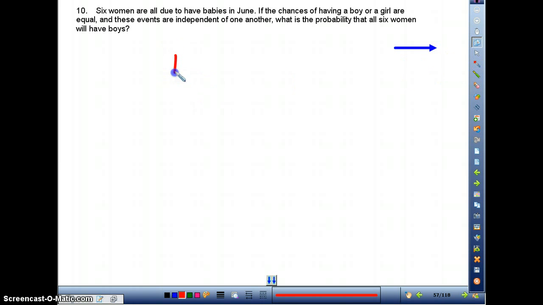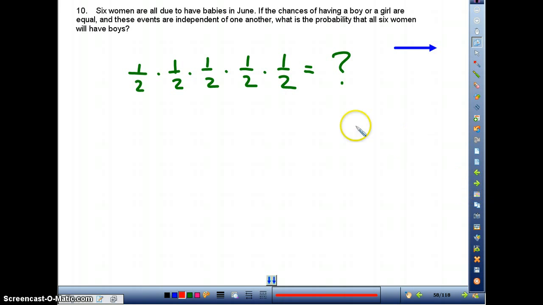Probability of the first woman having a boy is 1/2. What's the probability of the second woman? Yeah, once again 1/2. What about the third one? No, not 1/3. 1/2. Probability of all of the rest? Yeah, they're all the same. What's the probability of all 6 women having boys? Multiply those all together.